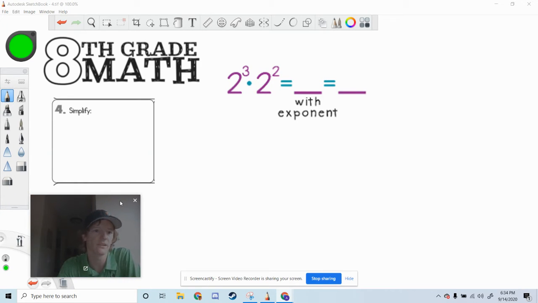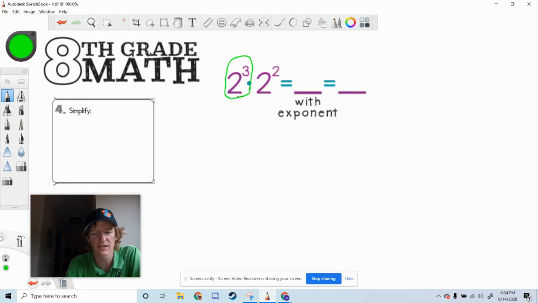Number 4, simplify. 2 to the third power times 2 to the second power equals blank with an exponent, and then our final answer will equal blank. So let's talk about what exponents mean. So I'm just going to talk about this one right here.